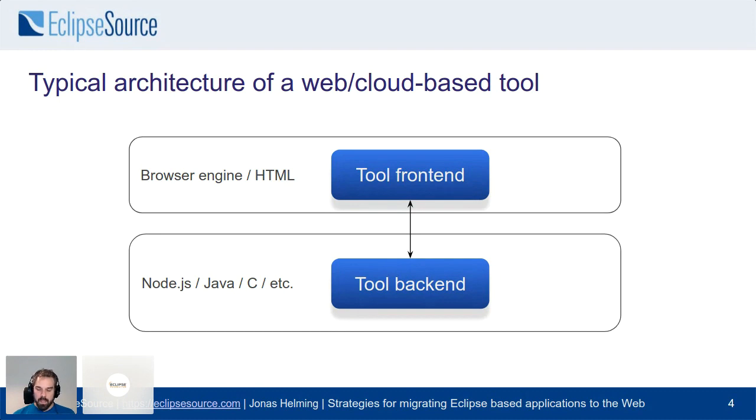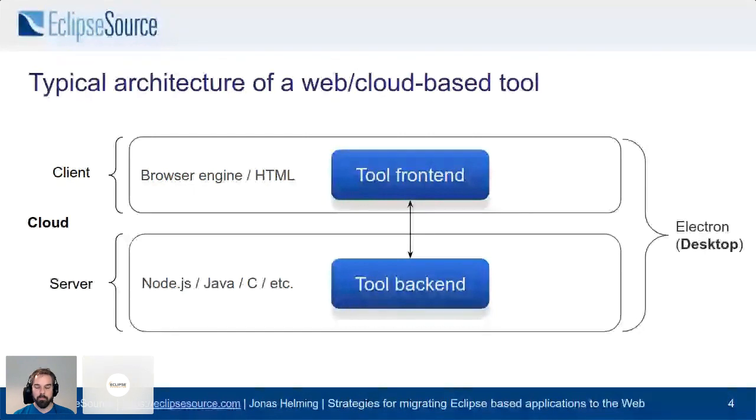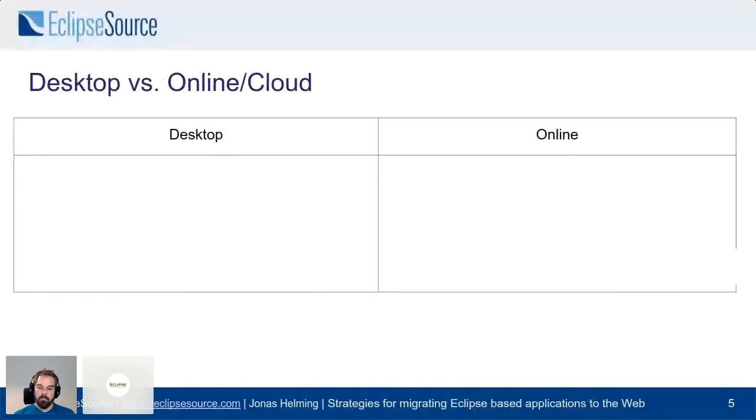And now, as mentioned before, there are two typical deployment scenarios for this. If you deploy the client somewhere locally in a browser, for example, and the server somewhere in the cloud, you have the cloud deployment. And if you bundle both together, for example, with Electron, you can even have a desktop tool that has this architecture inside, uses a browser engine to render the UI, but it's still a desktop application at the end.